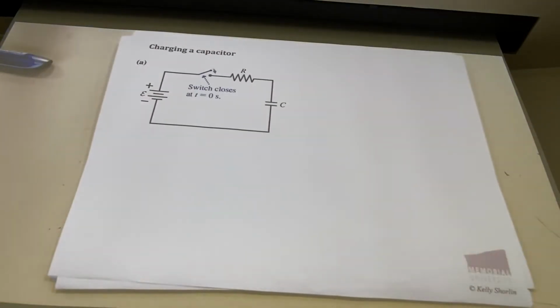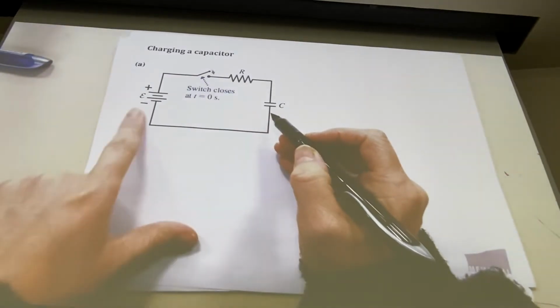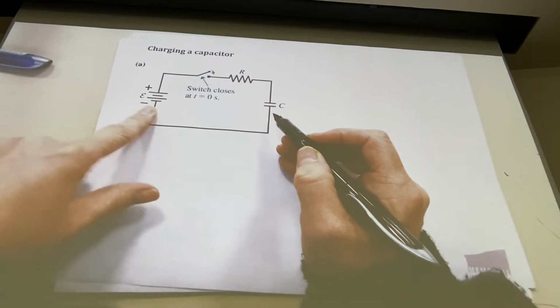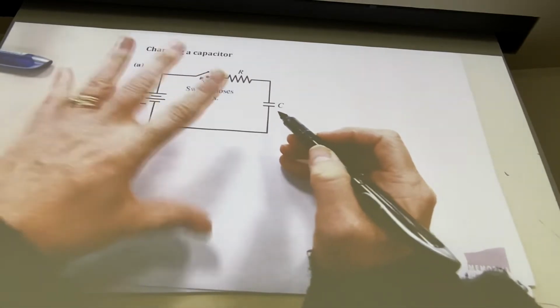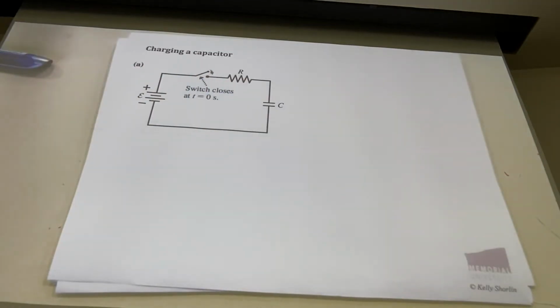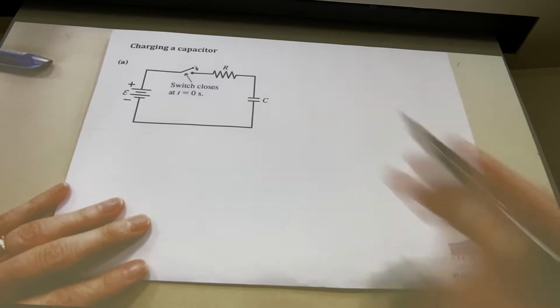So in a typical circuit where we want to charge up a capacitor, we take a capacitor, initially it's completely uncharged. We put it in a circuit with a supply of potential like a battery and a resistor, and we put in a switch that we can open and close. So that's a typical kind of charging circuit. So let's go through the nitty-gritty, what happens over time.